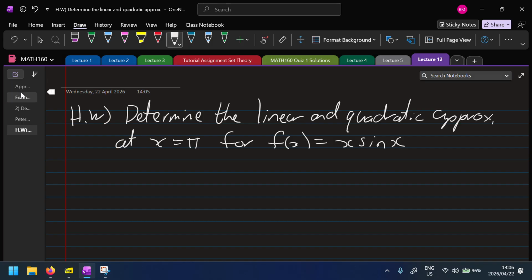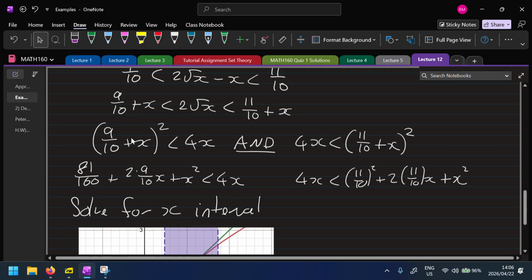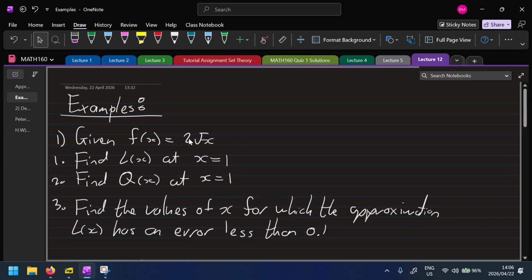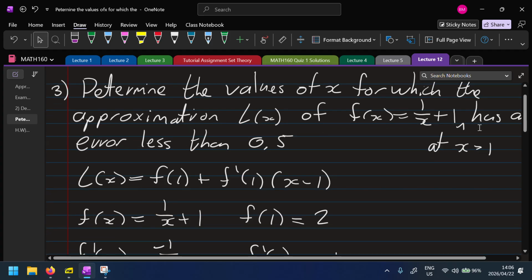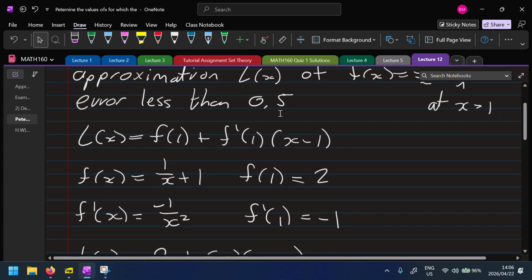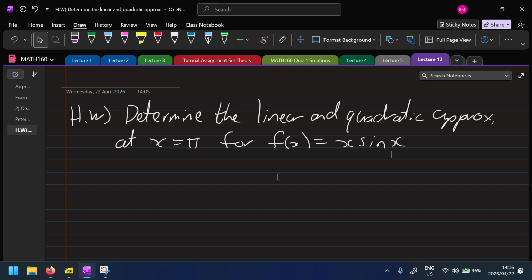But these other ones here, sketching this, sketching the tangent line, you have to be able to do that. And then this one over here, sketching the function, sketching the tangent line, you need to know how to do that. Any questions for the homework part?